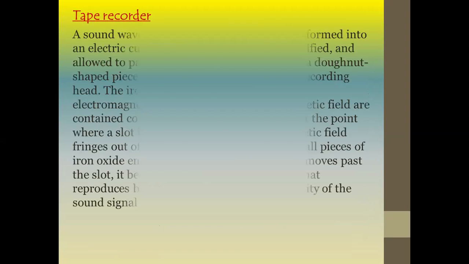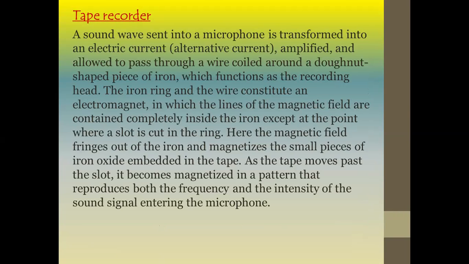Tape recorder. A sound wave sent into a microphone is transformed into an electric current, meaning alternating current, amplified and allowed to pass through a wire coiled around a donut-shaped piece of iron, which functions as the recording head. The iron ring and the wire constitute an electromagnet, in which the lines of the magnetic field are contained completely inside the iron except at the point where a slot is cut in the ring.